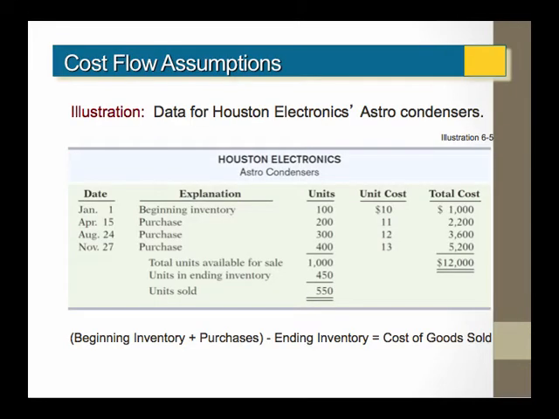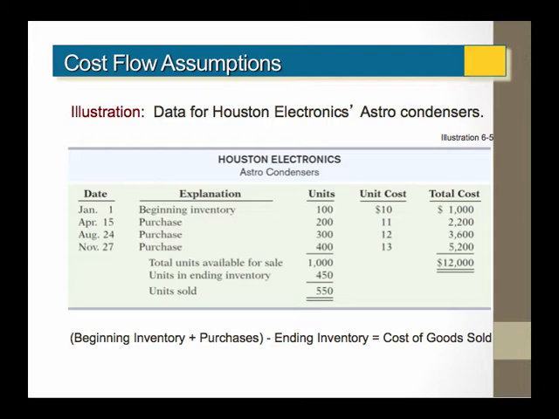So let's take this illustration for the data of Houston Electronics. Notice here in this particular example, we have transactions where we had purchased inventory on April 15th, August 24th, and November 27th. We started with inventory of 100 units at $10. We had purchases on the 15th of April of 200 units at $11, 300 units at $12 for August, and 400 units at $13 on the 27th of November.